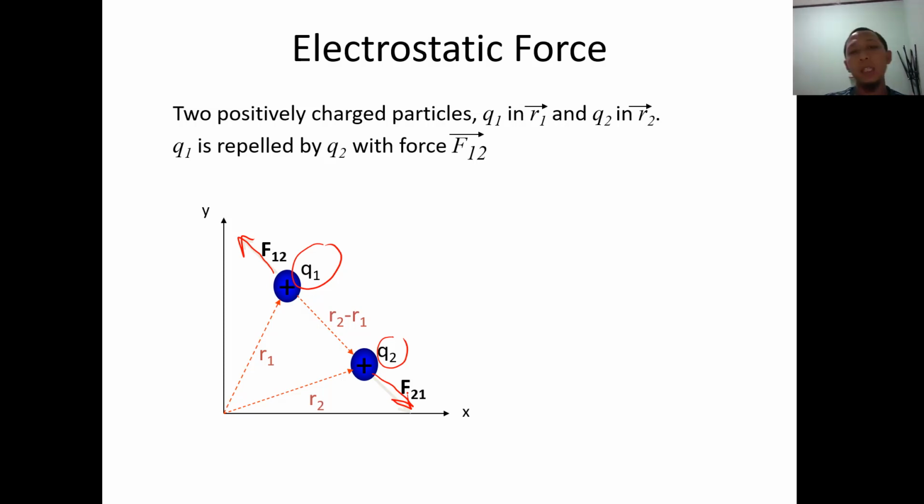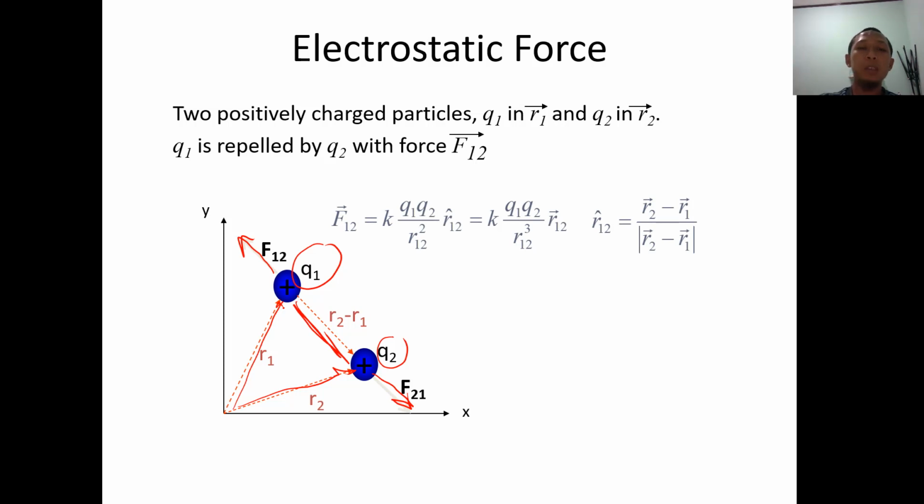Don't forget to remember the notation of the force, because if we have a problem, it will be easy to solve using this notation, like F12 and F21. The distance between Q1 and Q2 is this one. We have the vector r1 and this is the vector r2, so the distance vector is r2 minus r1. So we have this and we can solve this problem.